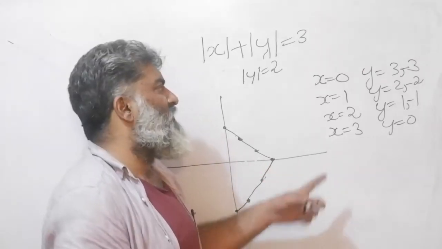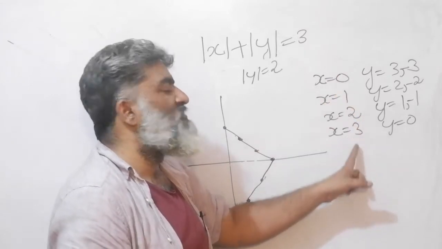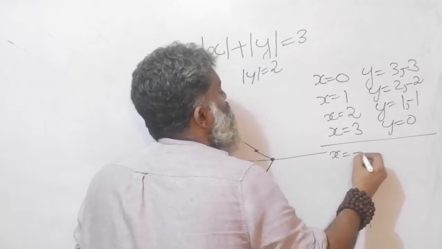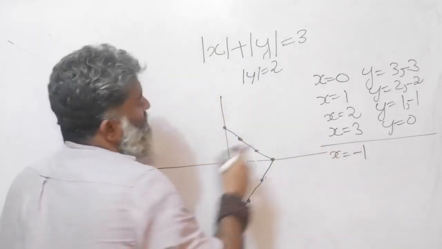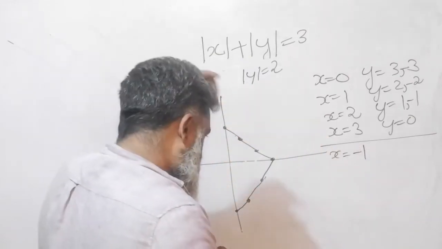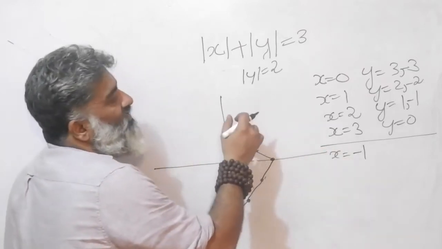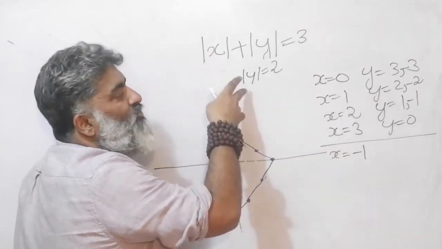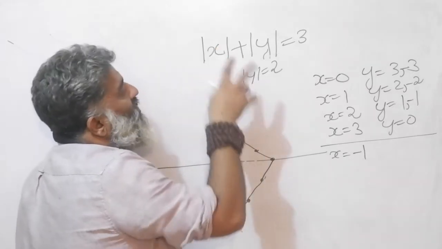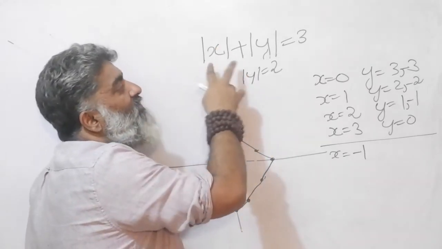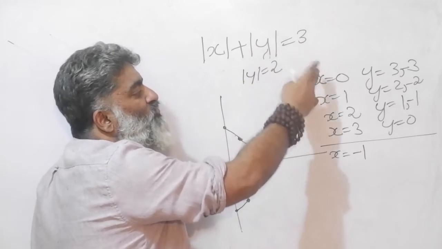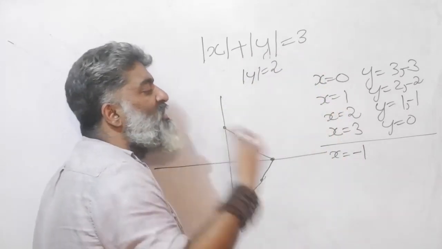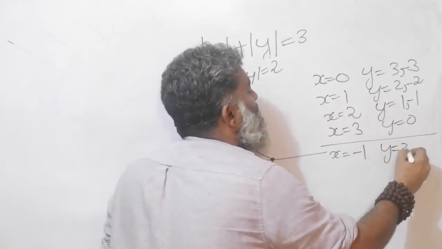What have I learned so far? That I should not only think of the positive values of x, I should also think of the negative values of x. So if x is minus 1, how will the story work out? If x is minus 1, mod of x will still give you a 1, and therefore mod of y will be equal to 2, just the way it was when x was equal to 1, and the values of y will still come out as 2 and minus 2.